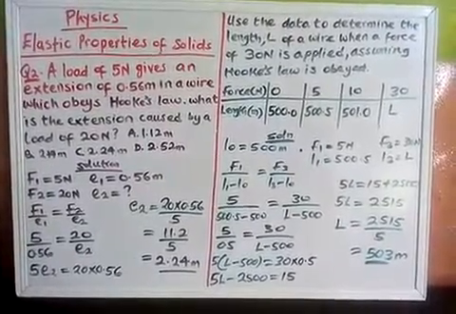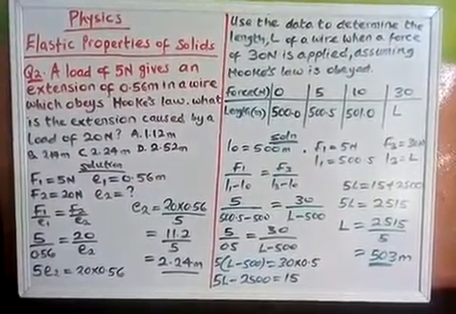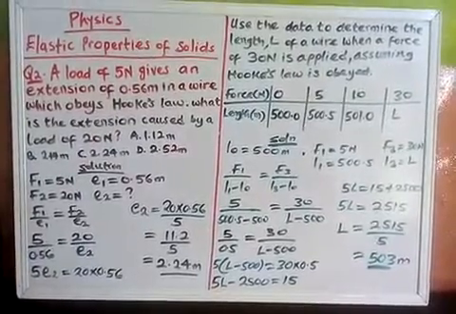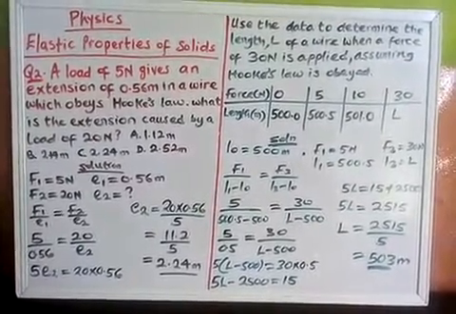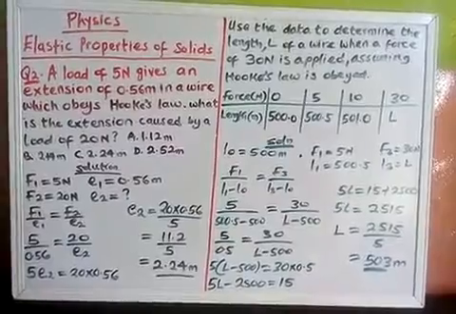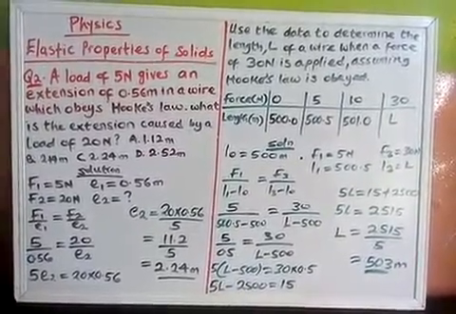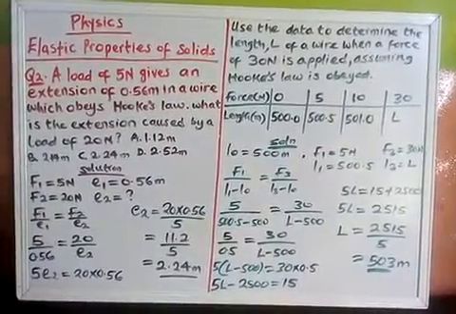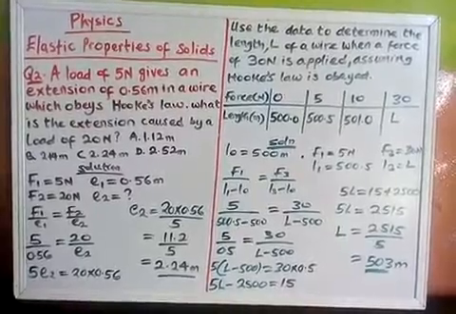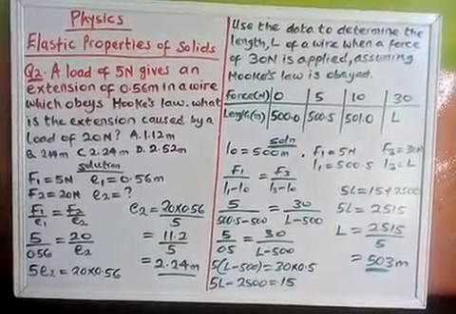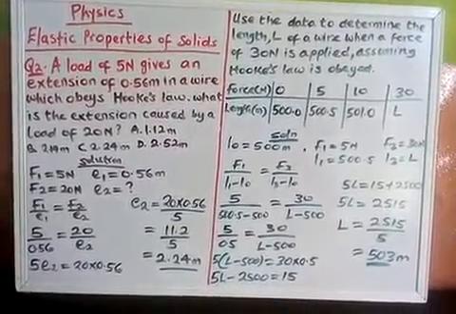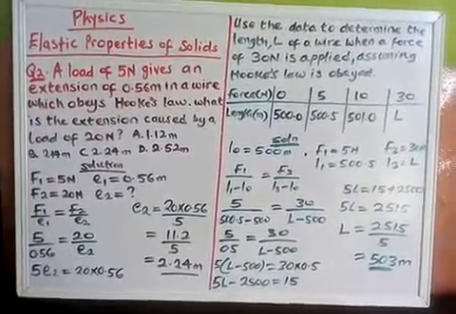The first one: a load of 5 Newton gives an extension of 0.56 meter in a wire which obeys Hooke's law. What is the extension caused by a load of 20 Newton? Options: A 1.12 meters, B 2.44 meters, C 2.24 meters, D 2.52 meters.